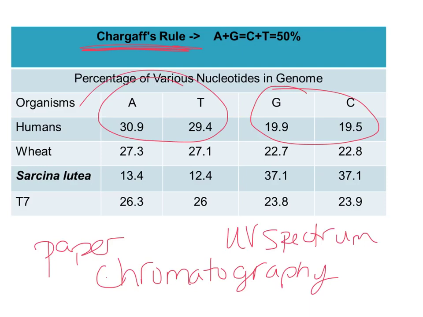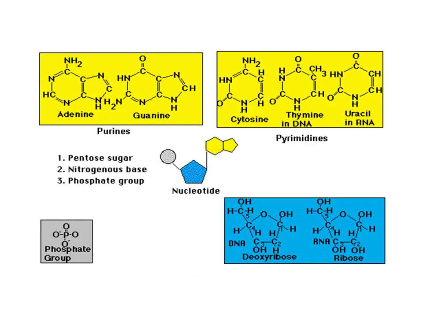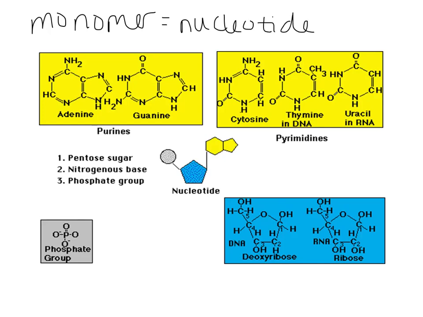Okay? As you can see here, all these different species have different amounts of adenine and thymine, as well as different amounts of cytosine and guanine. Okay, so let's do a little DNA structure review then. If y'all remember, your monomer of DNA is going to be your nucleotide. Remember, your monomer is your building blocks. So DNA is made up of long chains of all these nucleotides strung together.